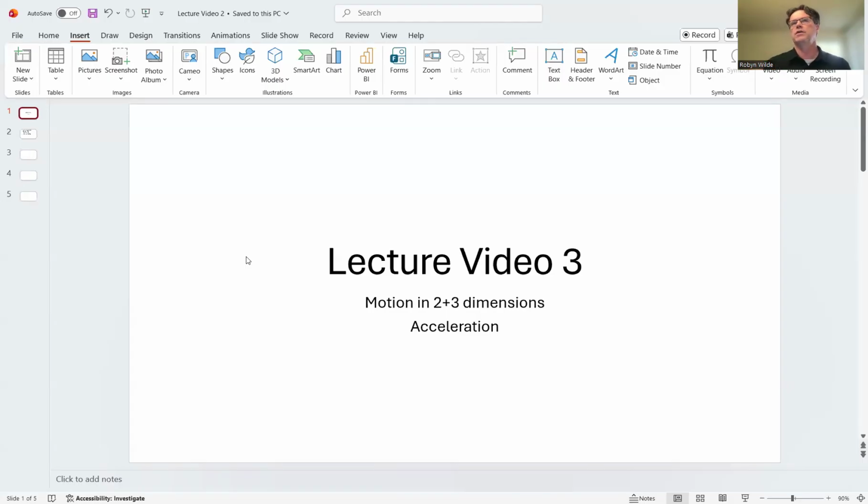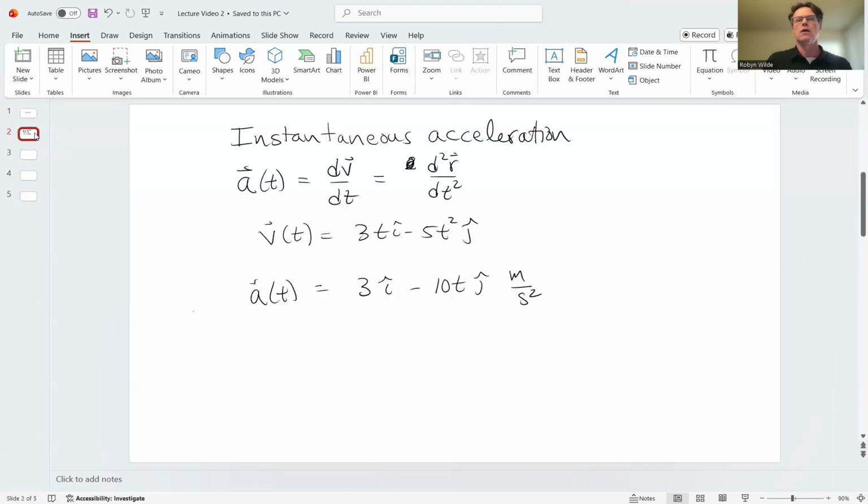Again, I'm only going to focus on 2 dimensions in this situation, but you could always have a z component as well, right? But for now, let's just focus on 2 dimensions and talk about the definition of instantaneous acceleration. We will also have an average acceleration that I'll talk about in a moment. Now, the definition of acceleration is that it is the derivative of the velocity. So a of t is equal to dv dt, or you can write it as the second derivative of the position.